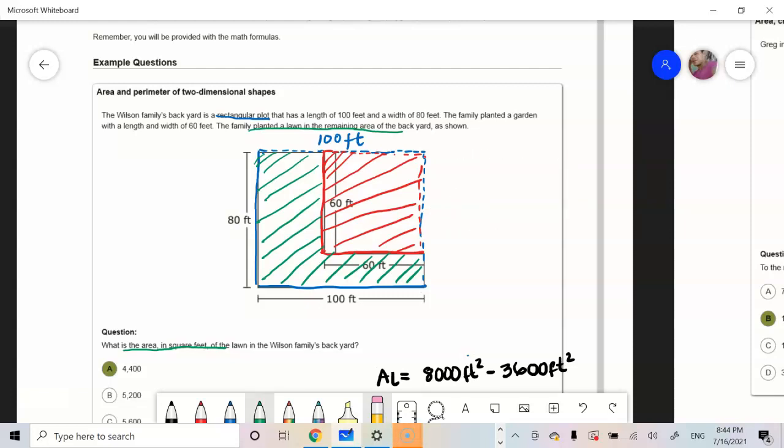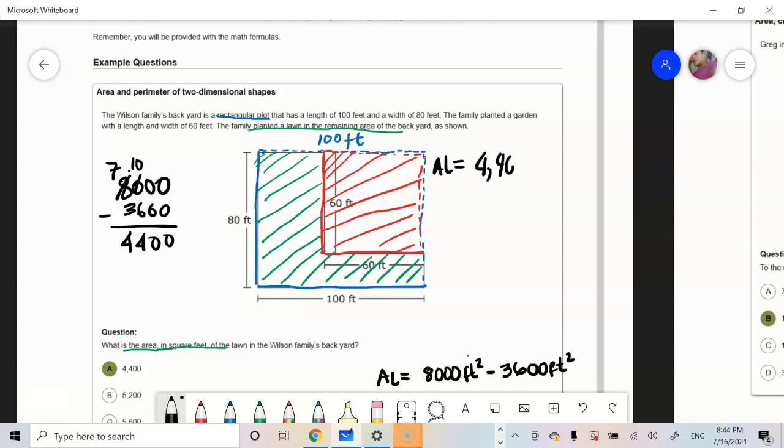Okay, so now we just have to subtract. So if we subtract 8,000 minus 3,600, we have 0 0. This cannot be 0, so I need to decompose. So this is going to be 7, this is going to be 10. 10 minus 6 is equal to 4, and then 7 minus 3 equals 4. So the area of the lawn is 4,400 feet square. Okay, so option A is the right answer.